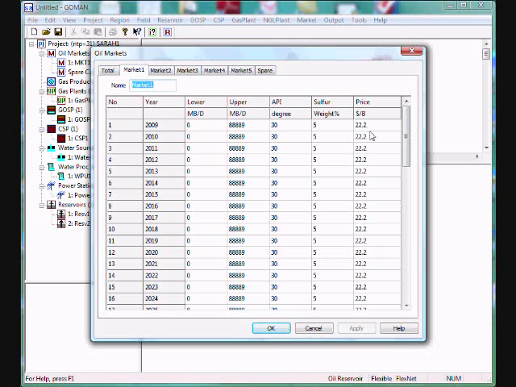But remember that the actual price of crude will depend on the price differential that we have defined in the reservoir data. So if the price differential is larger than 0, then the actual price will be the price defined in this value plus the price differential defined for that reservoir.